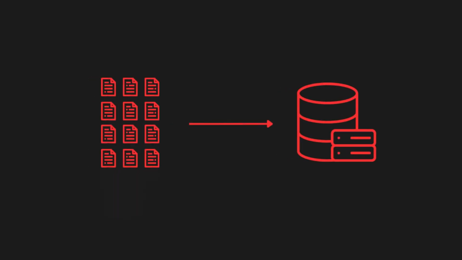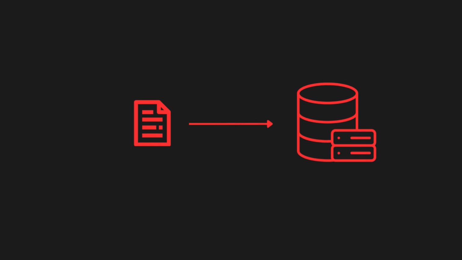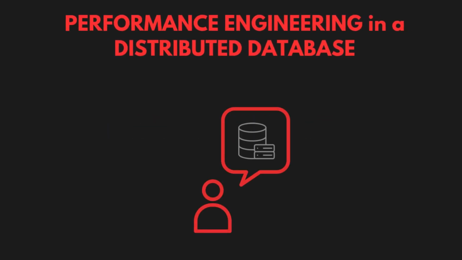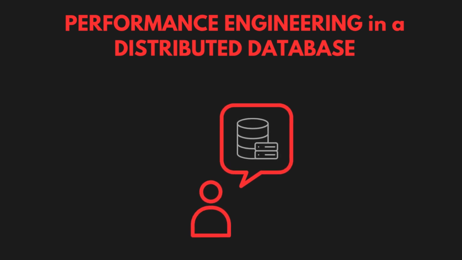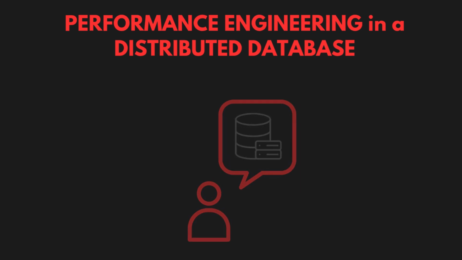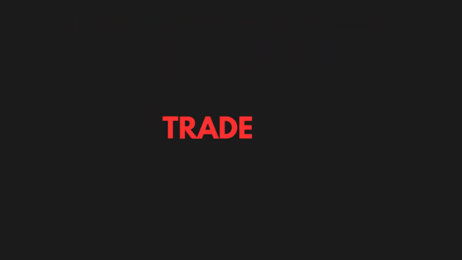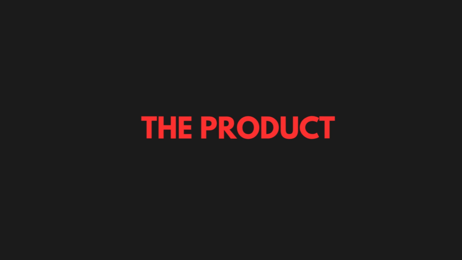Take an example. Writing 100 events together is often cheaper than writing them individually. The trade-off is that bigger batches can increase latency for the first item in the group and make failures harder to isolate. So, what is performance engineering in a distributed database? It is the art of balancing opposing forces, and therefore, a great distributed database system is not one that avoids trade-offs. It is one that makes the right trade-off for the workload, the product, and the failure mode it is most likely to face.